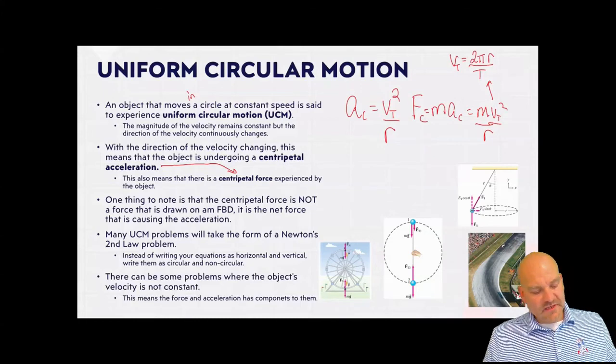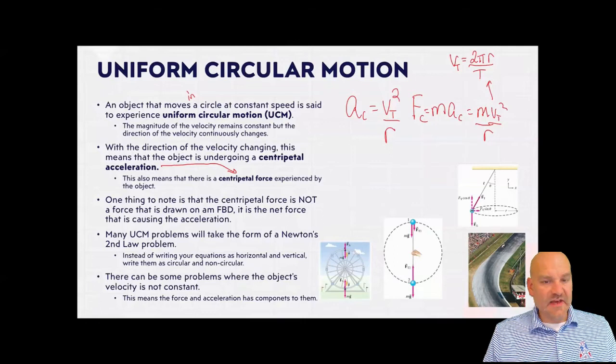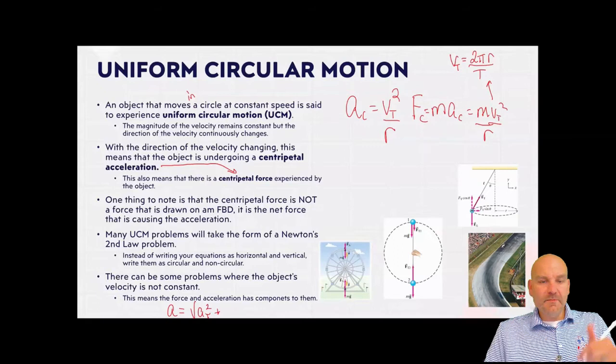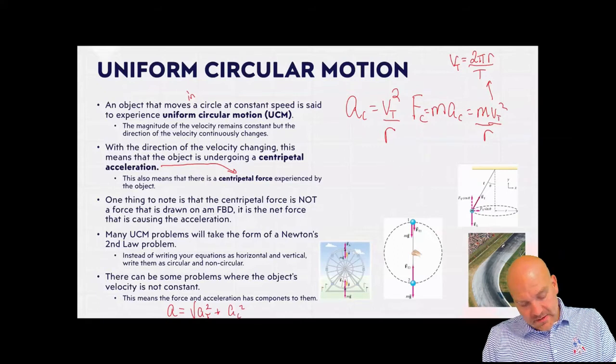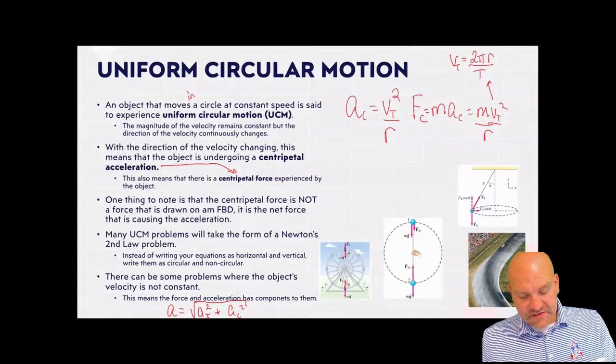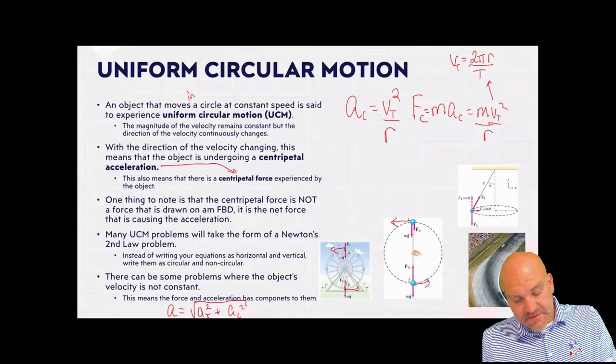And there can be problems where the object's velocity is not constant, which means that the acceleration and the force will have components to them. And especially with the acceleration, we'll say that there is a translational acceleration, or a perpendicular acceleration, and the centripetal acceleration. So if the velocity is changing over time, that means we have various accelerations happening. Very common questions that you see here: the ball, right? Your velocities will always be perpendicular in these situations.